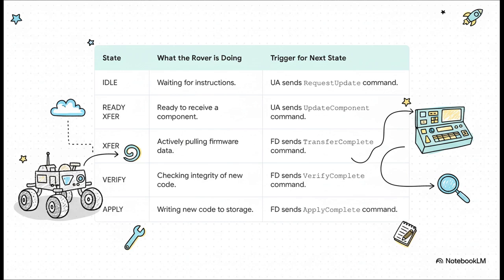And while it's in the xfer state, all it's doing is pulling data. It can't do anything else. You see how it works? Every step is like a locked room, and you can only get out by using the exact right key, which is a specific command. It ensures everything happens in perfect sequence.